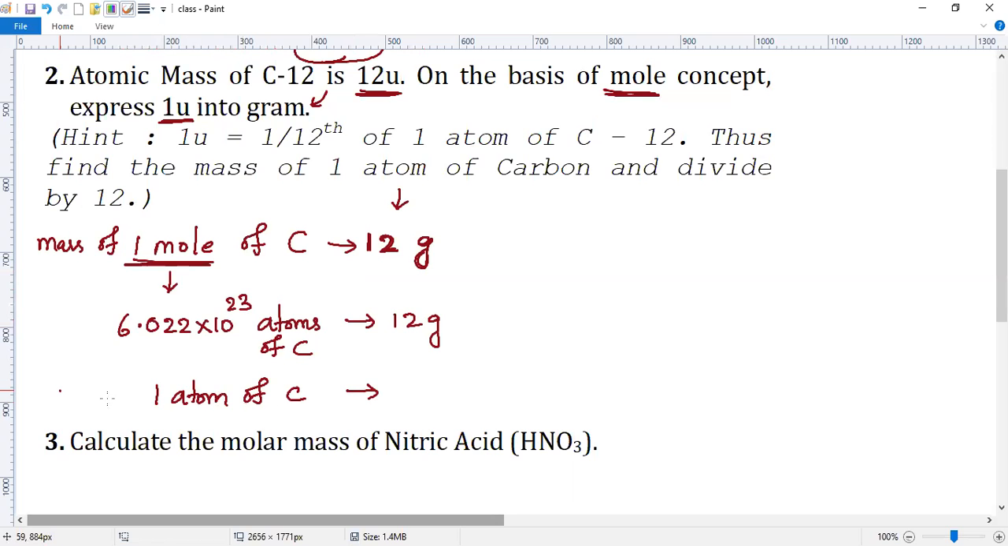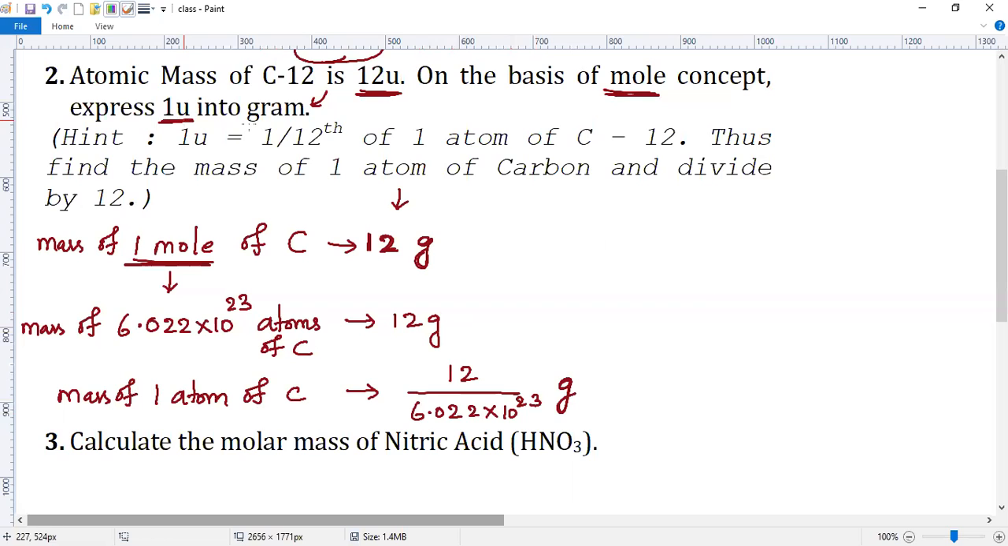So what is the mass of 1 atom of carbon? This many atoms weigh 12 grams. But what is the mass of 1 atom? It will be 12 divided by the number of particles. Correct? This will be given in grams. So this is the mass of 1 atom of carbon in grams.